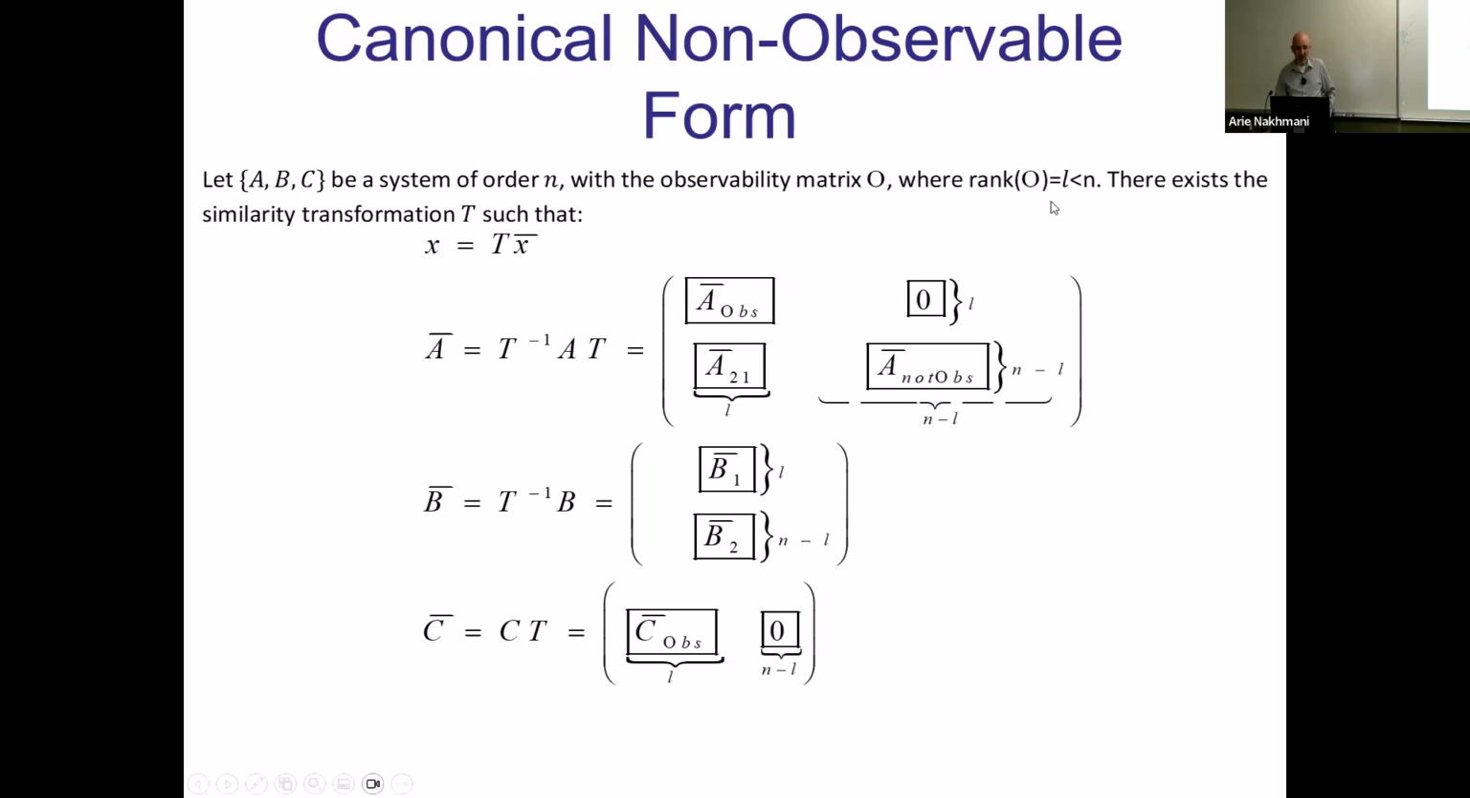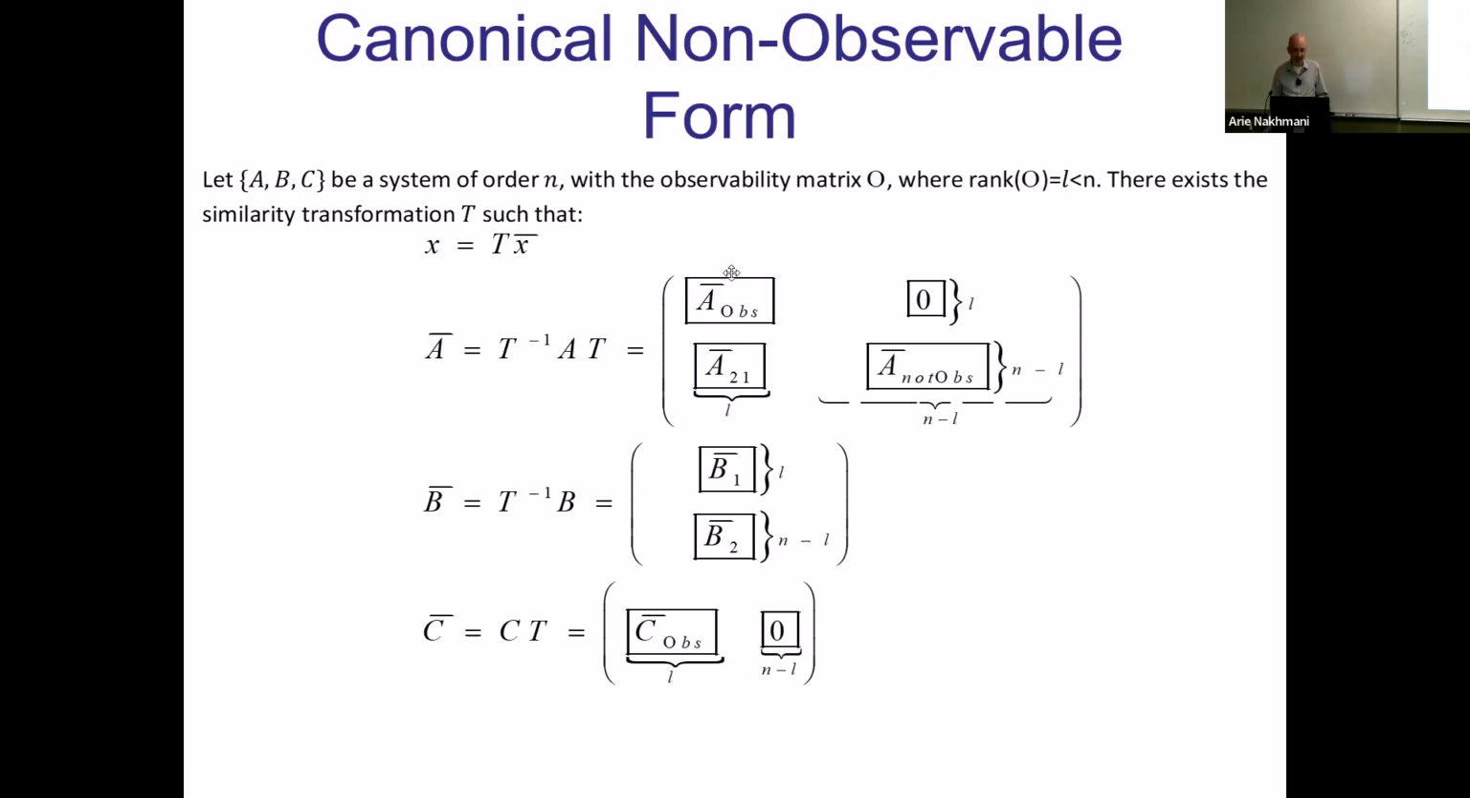And again, we're assuming that the rank of the observability matrix is L, which is smaller than N, which means you have L independent rows, but not all of them are independent, right? So it's not an observable system. Otherwise, it would be observable if all of them are independent, right? So L is less than N. This is what we assume for non-observable systems.